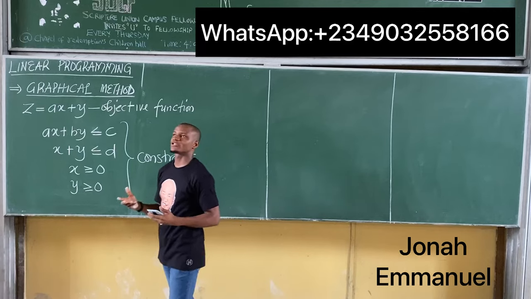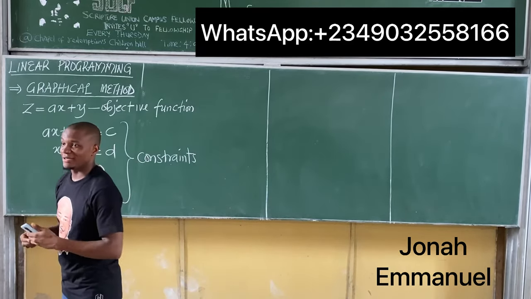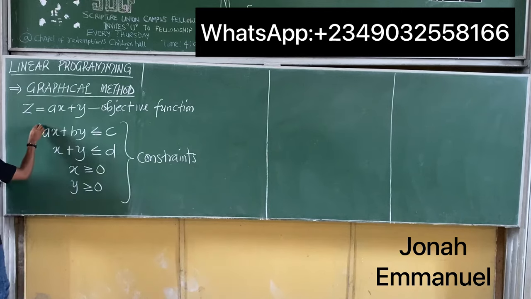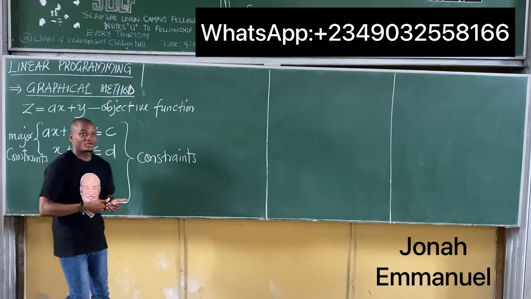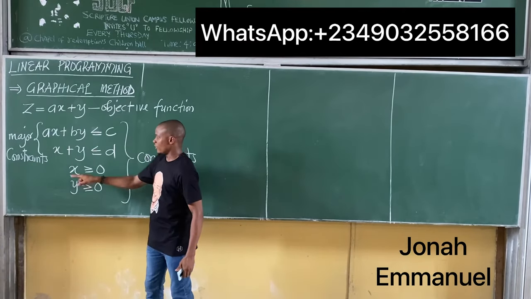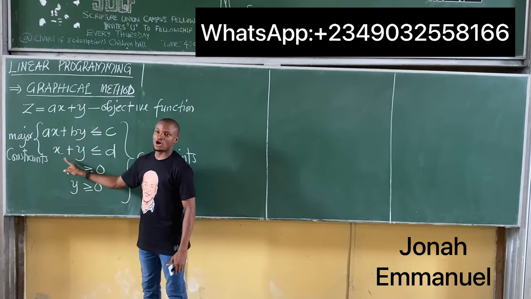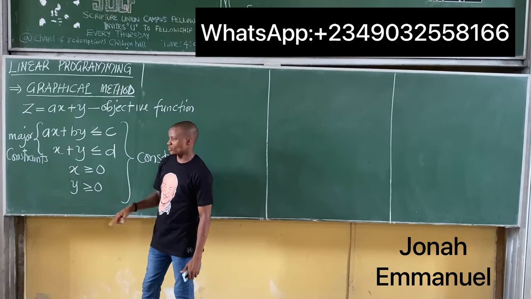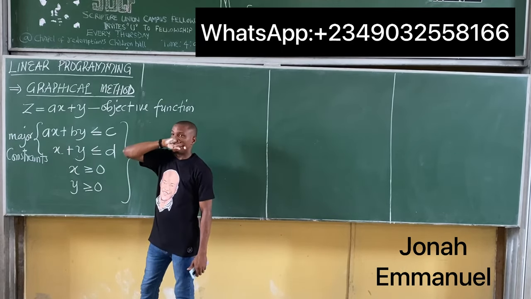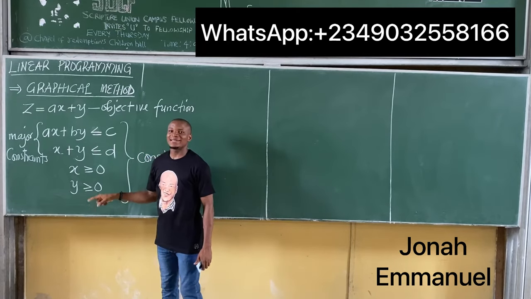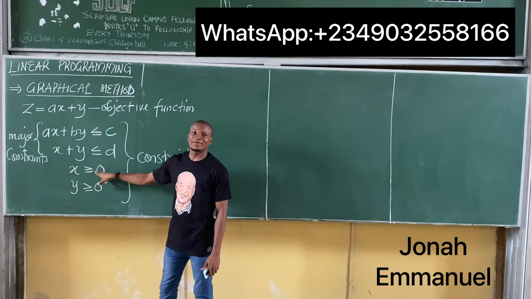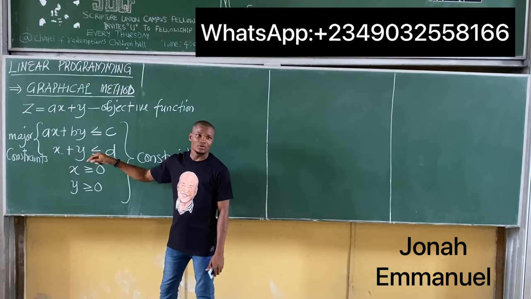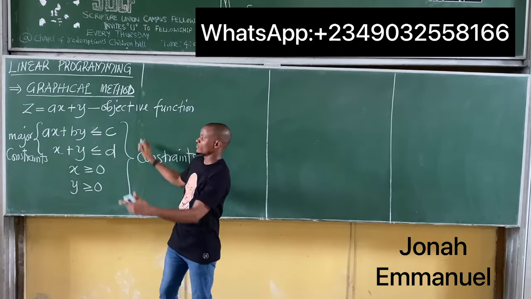In constraints, we have what's called the major and minor constraints. These two are called major constraints. The ones that involve the two variables, either adding or subtracting, are called the major constraints, while these ones here are called minor constraints. I'll explain why this is greater than or equal to, and why this is less than or equal to, as we proceed. But just know that these are called constraints.